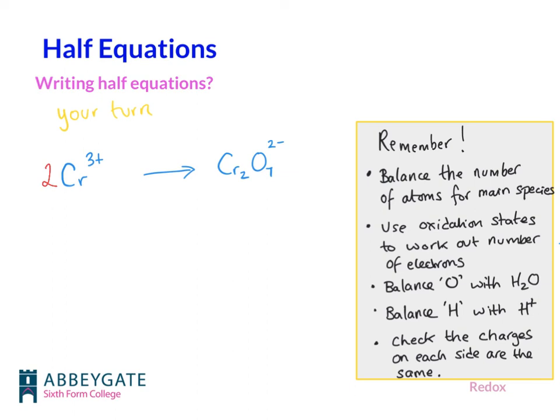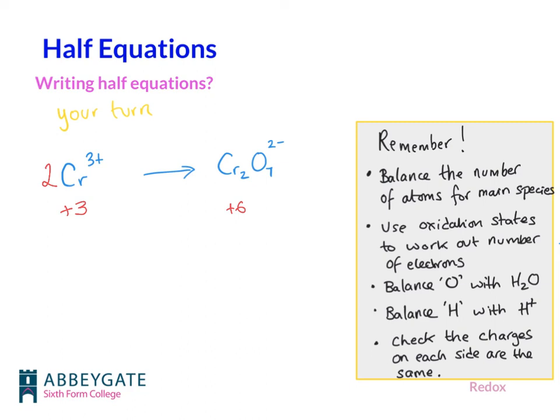I then need to use oxidation states to work out the number of electrons. So if I work out the oxidation state, if it's 3+, then this must be an oxidation state of +3. And on the other side, I've got 7 oxygens, which adds up to -14, because if you remember, oxygen's always -2. The chromium's got to balance it to 2-. So I've got to have +12 coming from the chromium, but there's 2 of them, so each one is going to be +6.